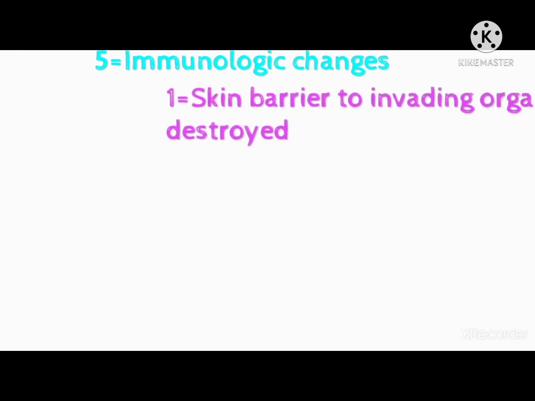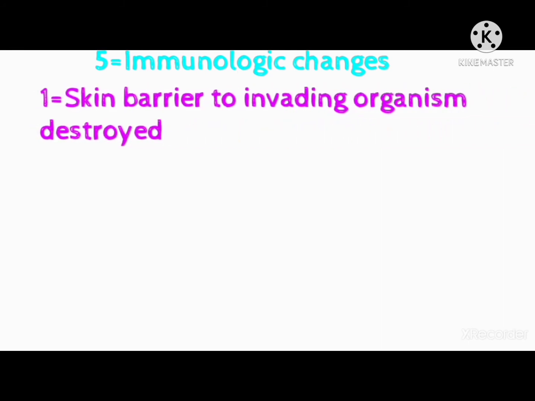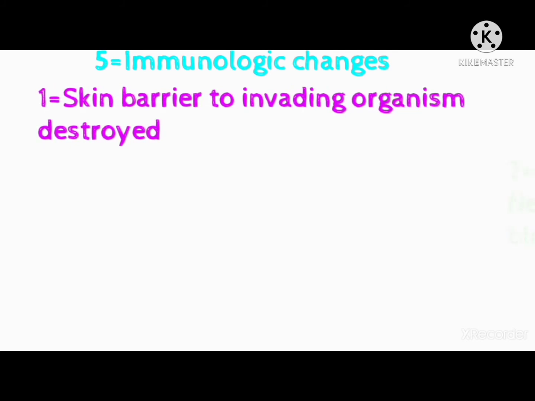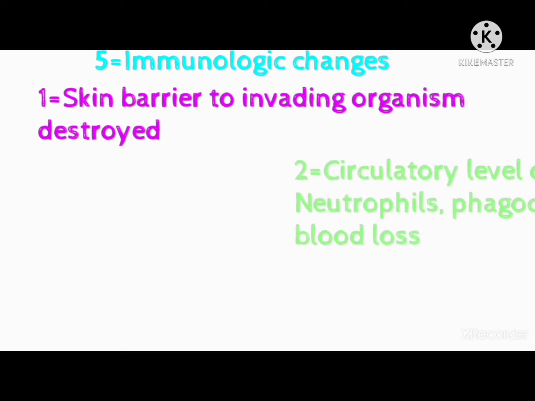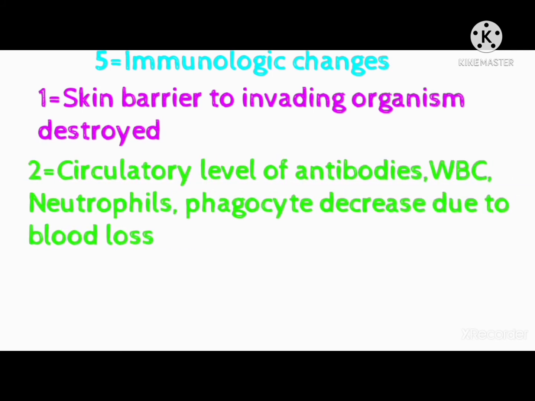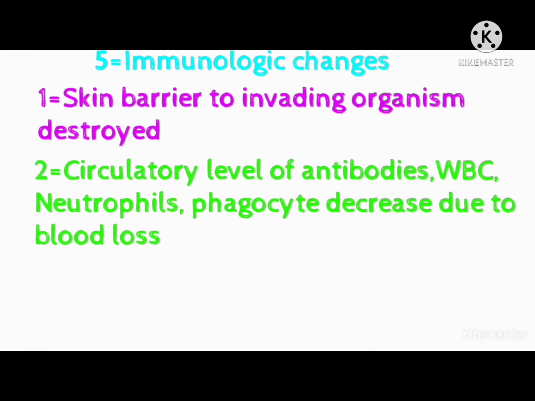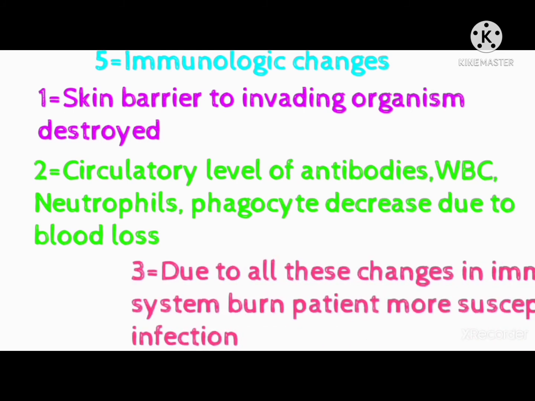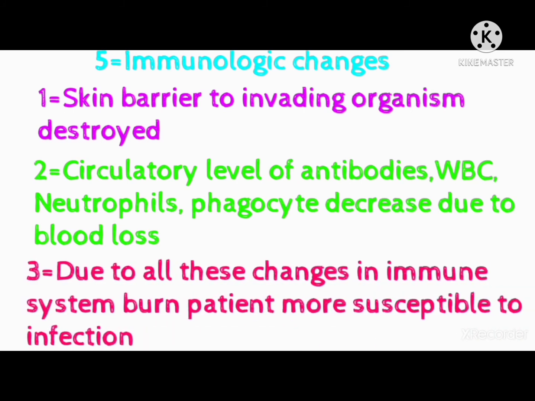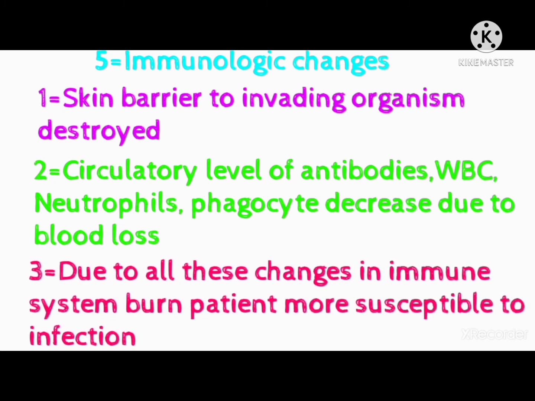Now come to the fifth system, meaning the immune system. What will be the immunologic changes? In the immune system, our first line and second line defense will be destroyed. As a result, the burn patient is very prone to infection. Number 1, the skin barrier to invading organisms is destroyed, which is the first line defense. Second, circulatory levels of antibodies, WBC, neutrophils, and phagocytes decrease due to blood loss. This is the second line of defense. Due to all these changes in the immune system, burn patients are more susceptible to infection.